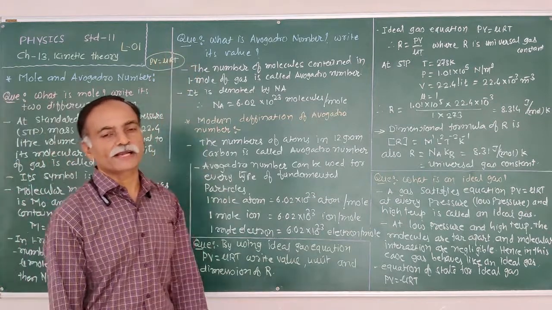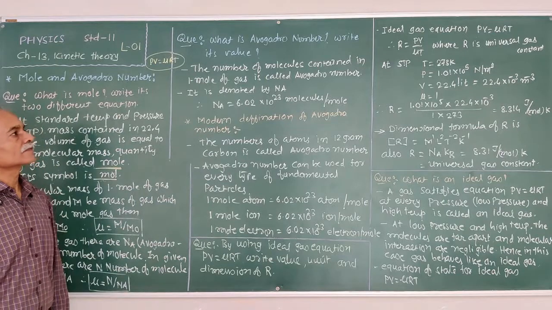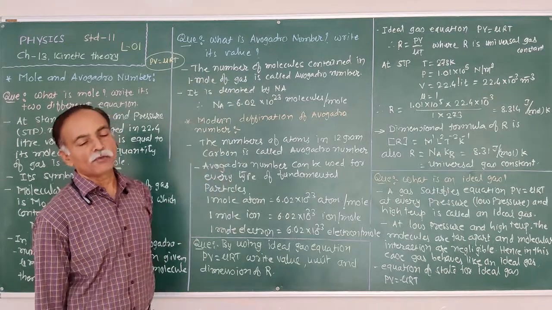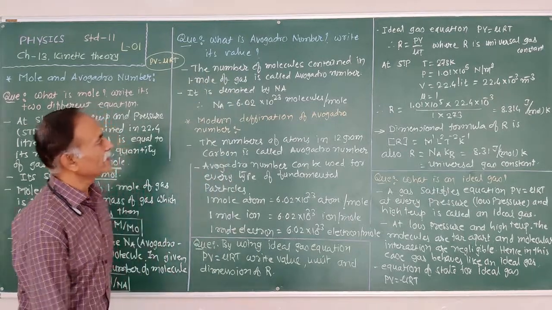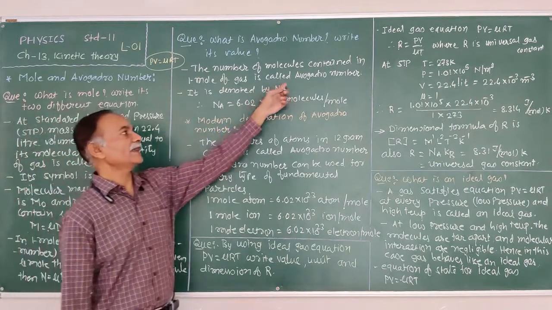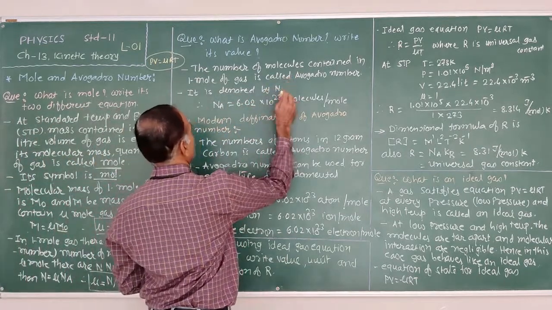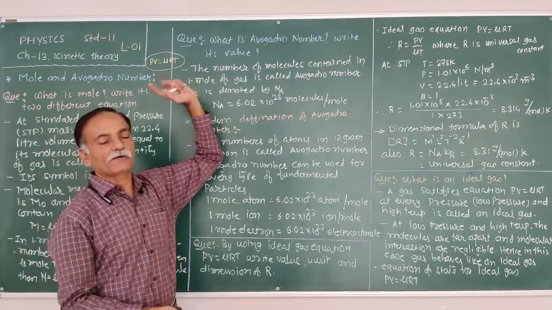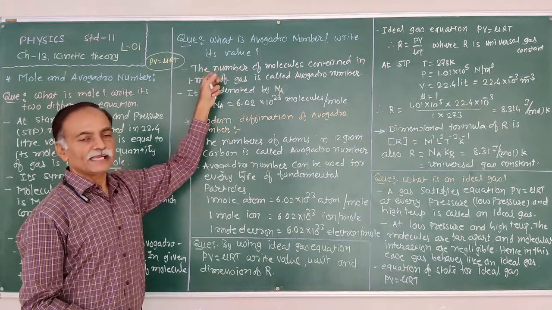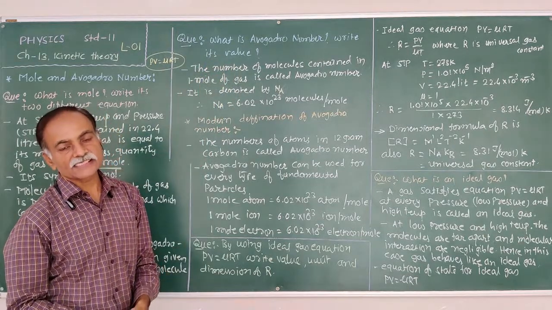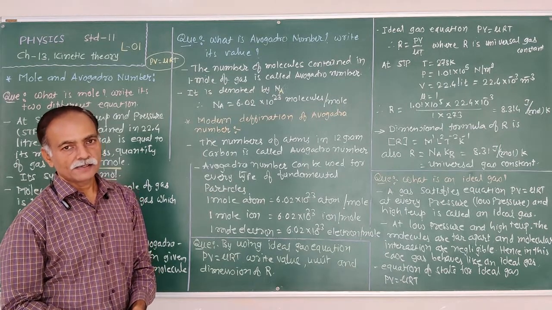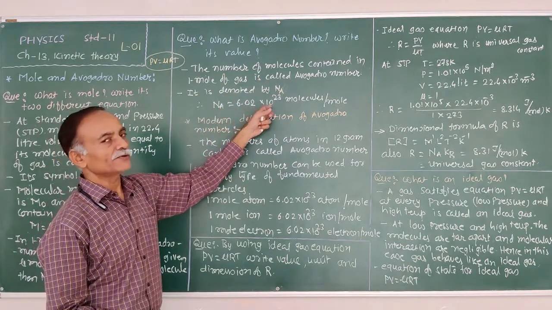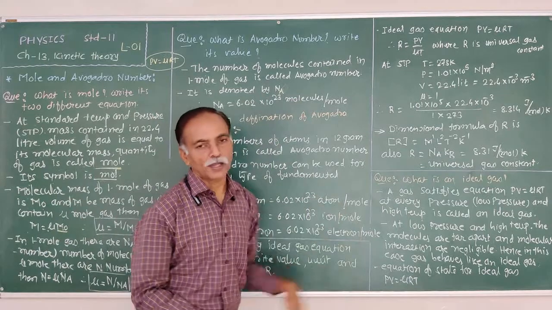Now, what is the Avogadro number and its value? The definition of the Avogadro number is that the number of molecules contained in 1 mole of gas is called the Avogadro number. It is denoted by NA, N suffix A. Its value is 6.02 into 10^23 molecules per mole.